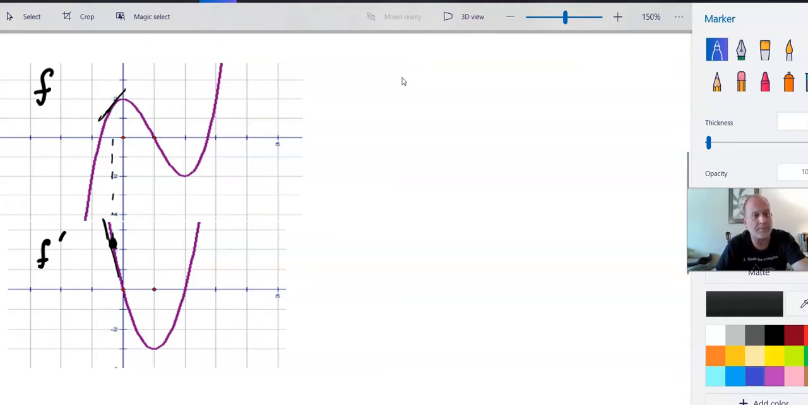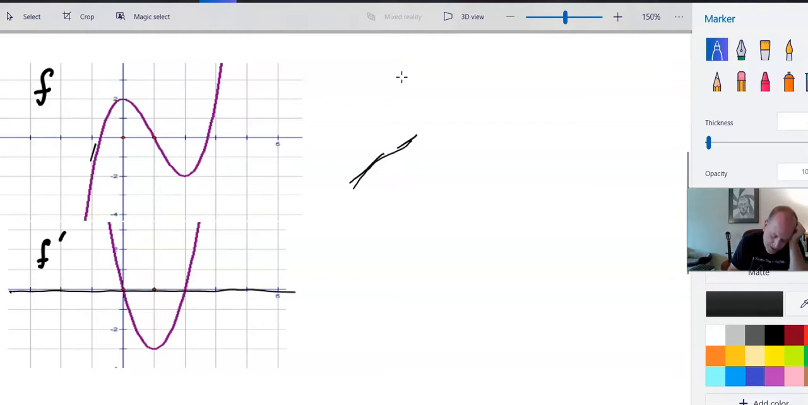Now, I'll get rid of some of this, clean this up just a hair. There we go. Okay, so what that means is anywhere the slope is positive, this thing is moving upwards, right? Everywhere here, the slope is positive. How that shows up in the derivative is that the derivative is above the x-axis. So if I just draw a line here on the x-axis, these parts that are above the x-axis represent places where the original function is increasing.